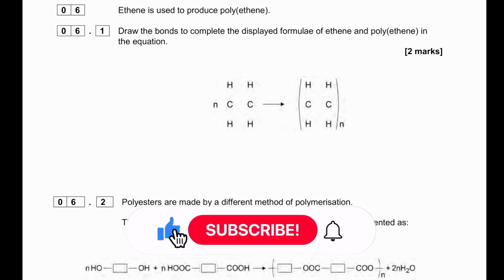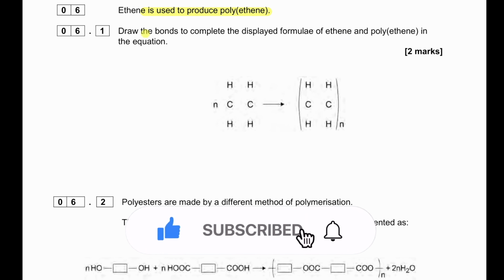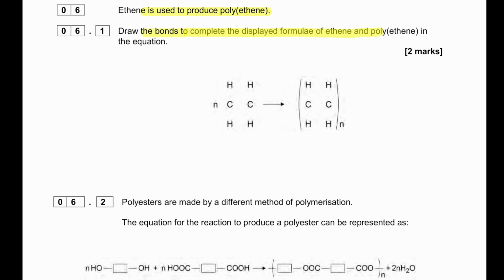Question number 6. Ethene is used to produce polyethylene. Draw the bonds to complete the displayed formula of the ethene and polyethylene in the equation. So an ethene molecule is an alkene molecule, so it must have a carbon-carbon double bond. The remainder of the bonds will be with hydrogens. In polyethylene, the ethene has completed polymerization. The carbon-carbon bond has turned into a single bond with two hands at two ends, and the remainder of the bonds will be between the carbon and hydrogen.